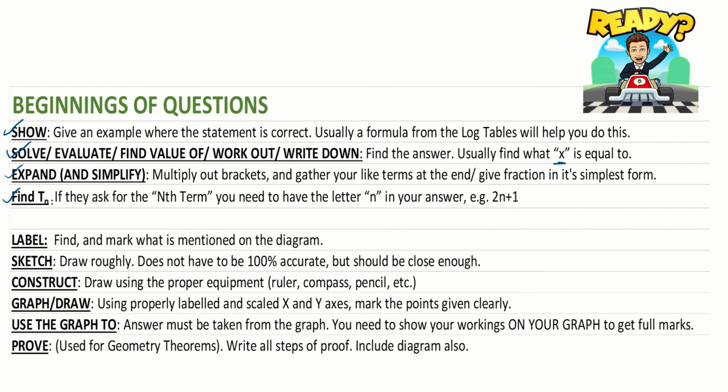So it's like a rule that works for every single term. Now the key thing here is if they're asking you for the nth term, you will have the letter n in your answer. So your answer will look like 2n plus 1, or maybe 3n minus 7, or minus 10n plus 25. The thing here is you will have an n in your answer.